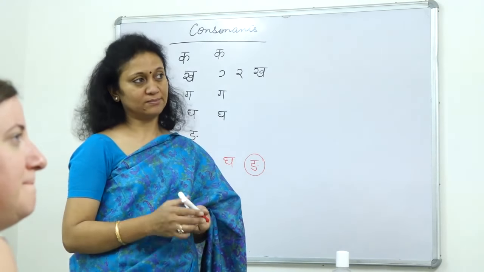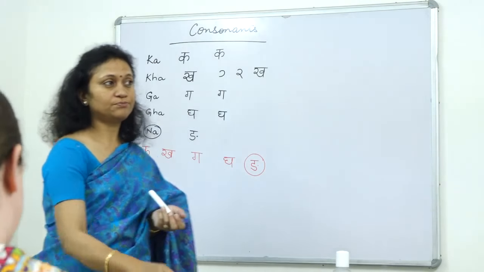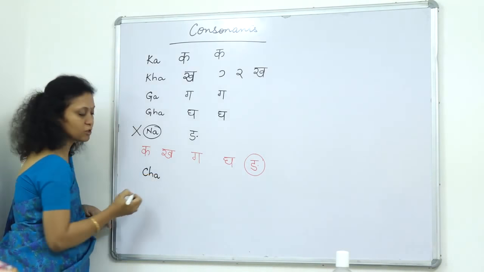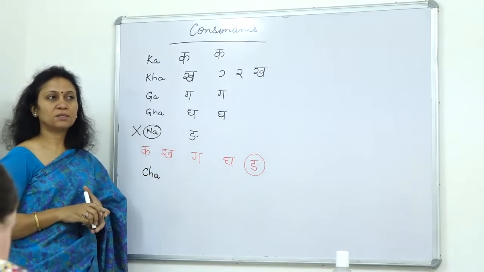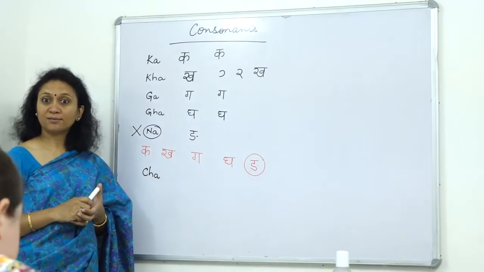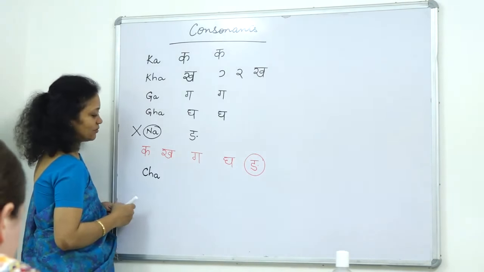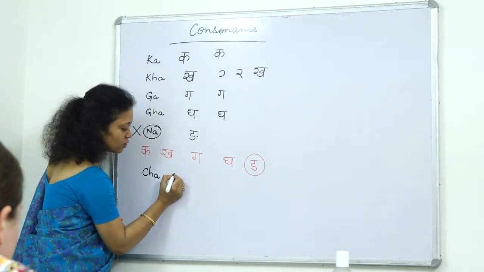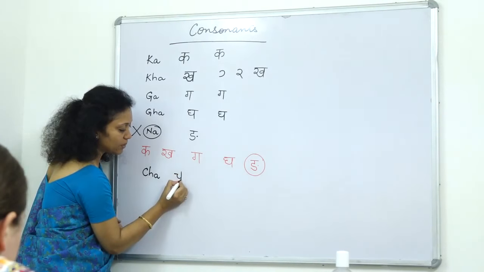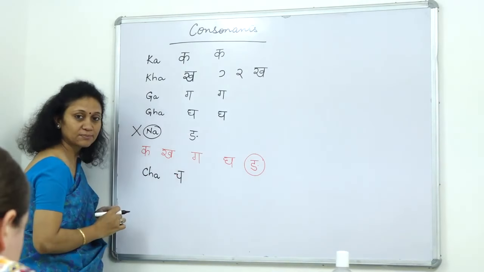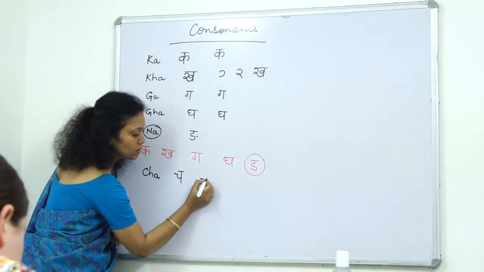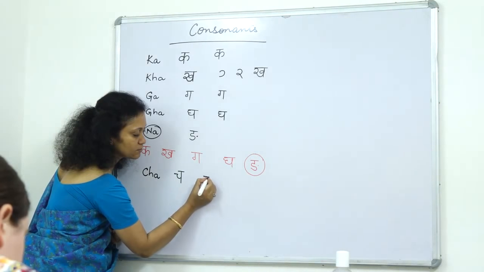So coming to the next row, the first sound is ch, like child. For this ch, we have a short horizontal, make a U, take it up and bring it down. No lifting of the pencil. A little horizontal, U, up, down. Ch.